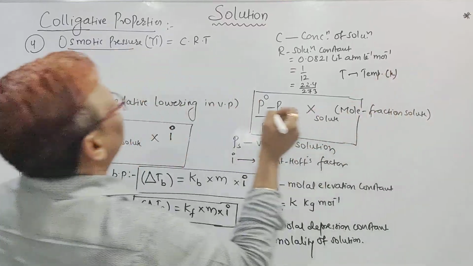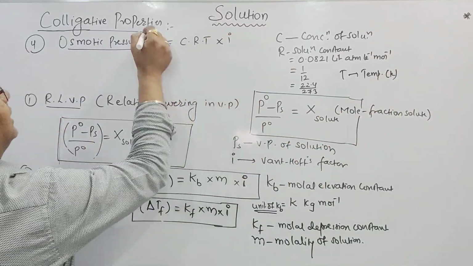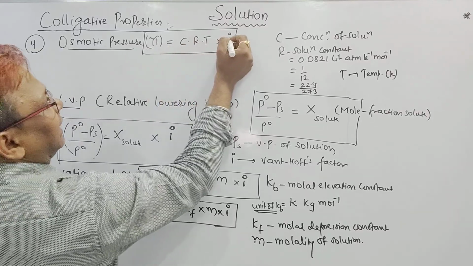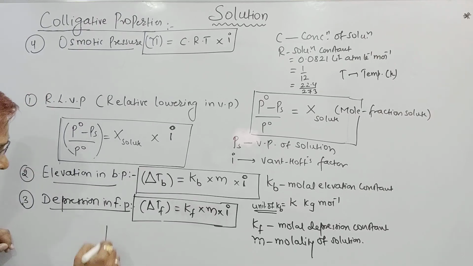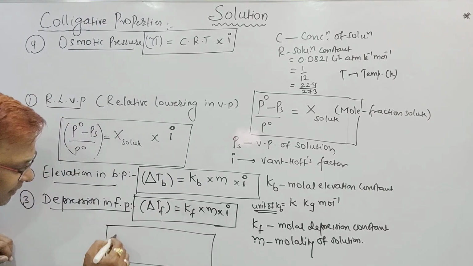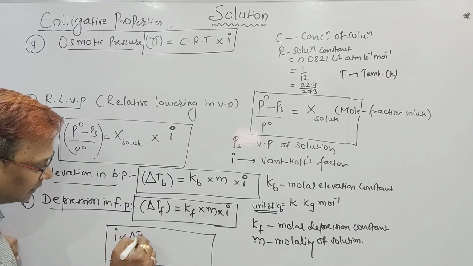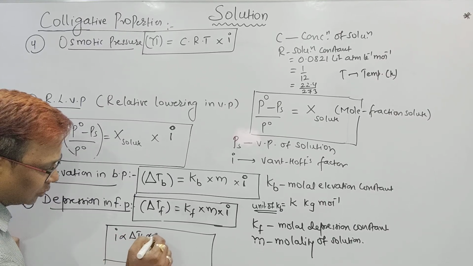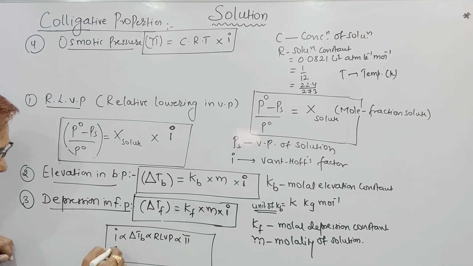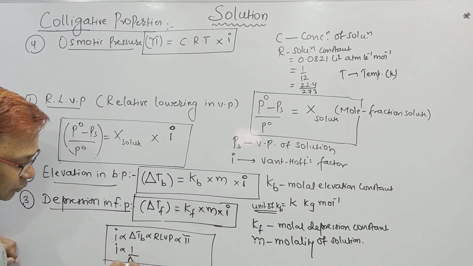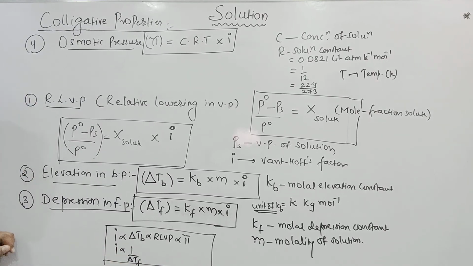Yes, sir. If it is multiplied with i, as the i value increases, the pi value increases. But overall, what is the concept? Do you remember, my Van 't Hoff factor i is directly proportional to delta TB. Sir, it is directly proportional to RLVP. Sir, it is directly proportional to osmotic pressure. But my Van 't Hoff factor i is inversely proportional to delta TF. For the remaining cases, it is directly proportional. Chalo, take a screenshot, beta.